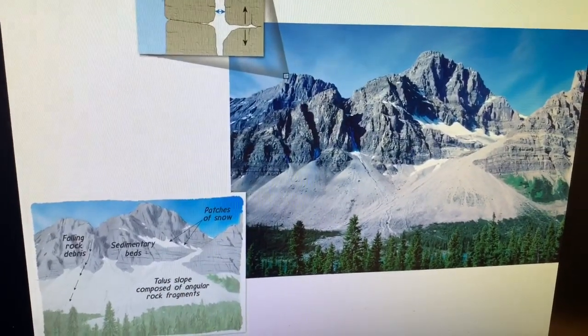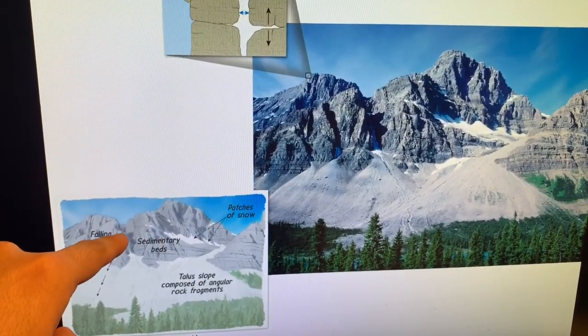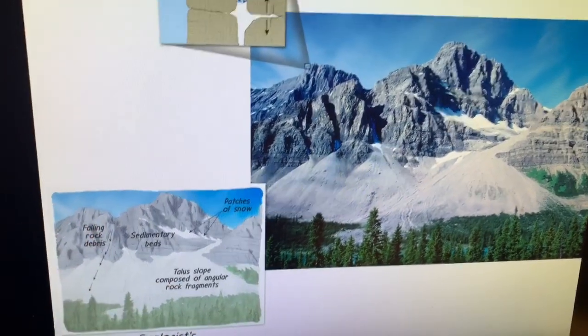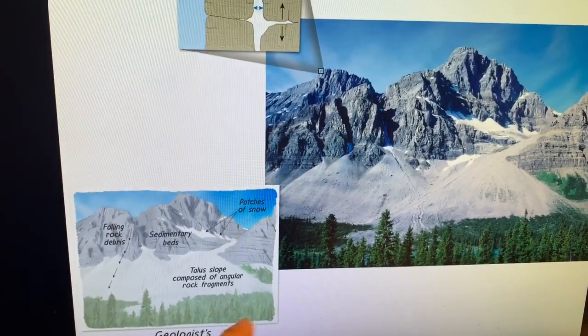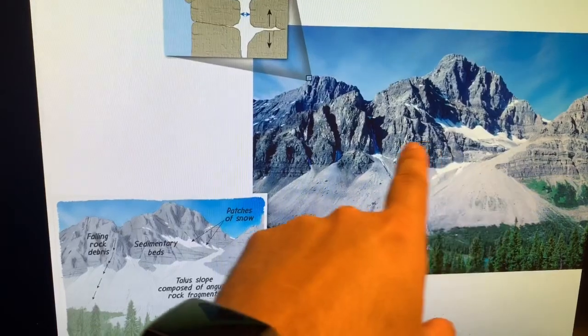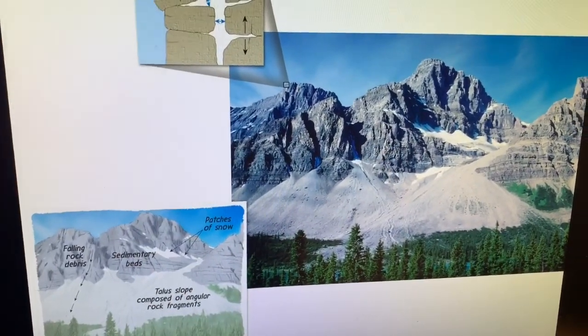A talus slope is composed of angular fragments. Why angular? Well, because they fell off the top of the mountain, and they chipped and they fell, and as they broke, they got sharp, pointy spots. Okay, and so you end up with this talus slope down here, or in real life, this thing right here. You get this at the bottom of lots of mountains, and so you get angular fragments.